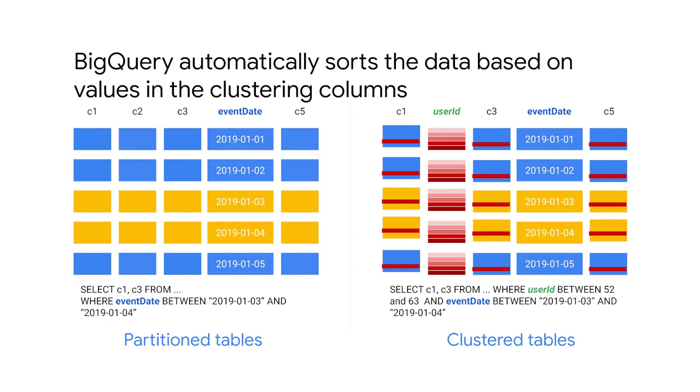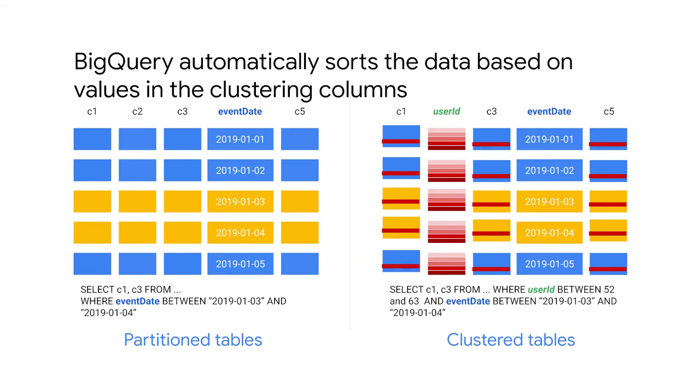When data is written to a clustered table by a query or a load job, BigQuery sorts the data using the values in the clustering columns. These values are used to organize the data into multiple blocks in BigQuery storage. When you submit a query containing a clause that filters data based on the clustering columns, BigQuery uses the sorted blocks to eliminate scans of unnecessary data. Similarly, when you submit a query that aggregates data based on the values in the clustering columns, performance is improved because the sorted blocks co-locate rows with similar values.